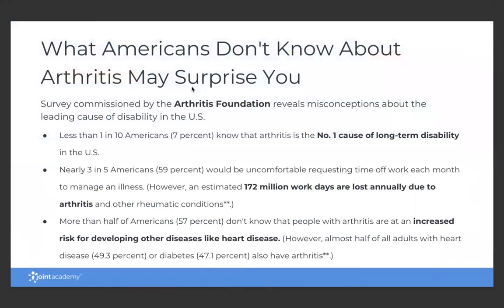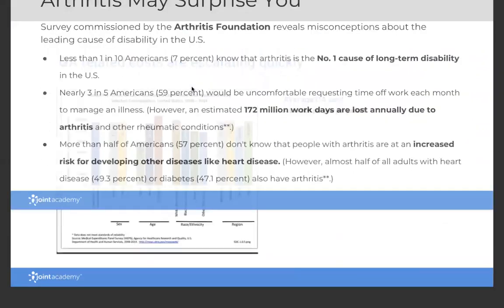According to the Arthritis Foundation, arthritis is the #1 cause of long-term disability in the United States. There's roughly 172 million workdays lost annually due to arthritis. And the risk of developing other diseases like heart disease is higher when people have osteoarthritis. Again, the thought being that if you have osteoarthritis, you're not very active. So there's the obesity question, and then there's the comorbidity question.